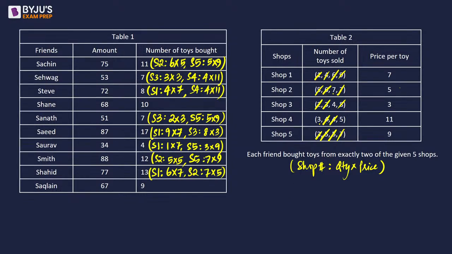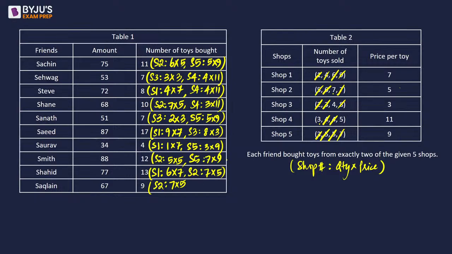Okay, next we need to make 10. The only way is 7 plus 3. And we need to make 9. That's only 4 and 5. So 10 is going to be from shop 2, 7 items of 5 rupees each. And then shop 4, 3 items of 11 rupees each. So that is 35 plus 33, which is 68. That's very obvious. And for Saklane, it is going to be shop 2, 7 items of 5 rupees each.